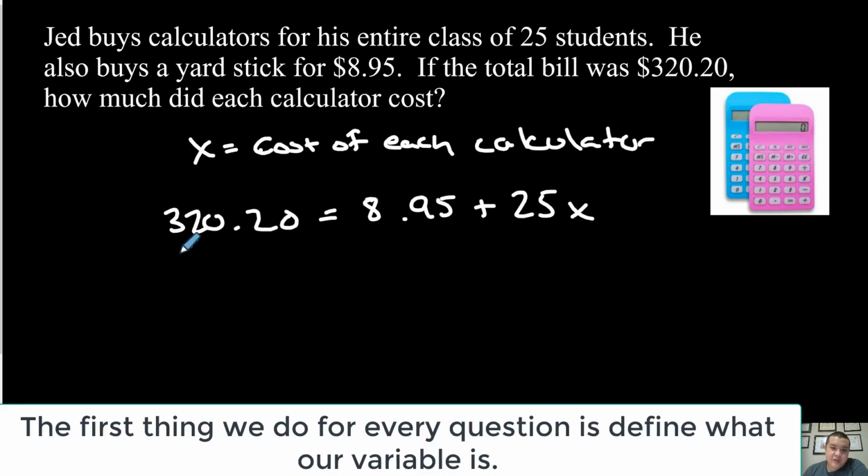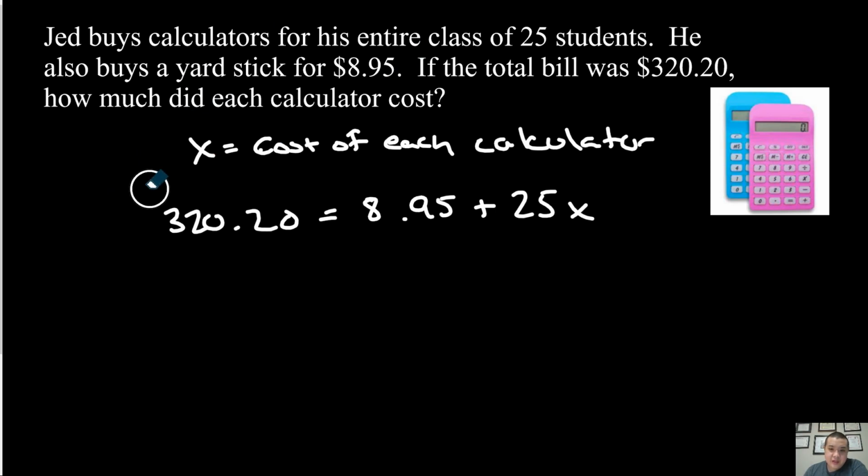What you should have set up is the total cost right here is equal to the amount of money he spent on the yardstick, plus how much money he spent on calculators, which is 25 times x, where x is the cost of each calculator, because that's what we're looking for. We're asked how much each calculator cost, so x represents the cost of each calculator. Now that we set it up, we're going to go ahead and solve.